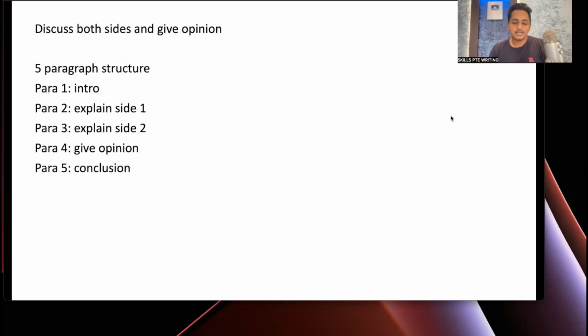When it's discuss both the sides and give opinion, giving opinion matters the most with respect to task response. So do not put that inside the conclusion or somewhere inside it. Separately, write it in a separate paragraph and don't write it in one line. At least 2, 3 or 4 sentences is what I would suggest.